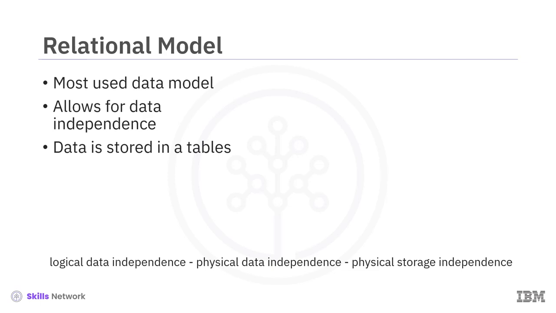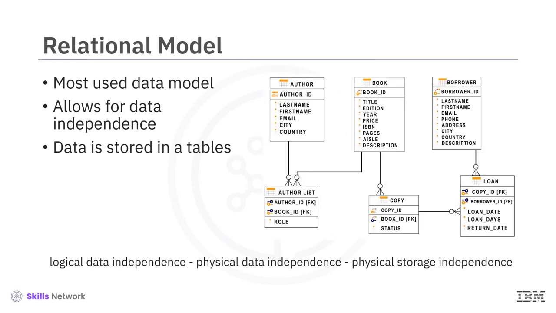Using a simplified library database as an example, this figure shows an Entity Relationship Diagram, or ERD, that represents entities, called tables, and their relationships. In the library example, we have books. A book can be written by one or many authors. The library can have one or many copies of a book. Each copy can be borrowed by only one borrower at a time.